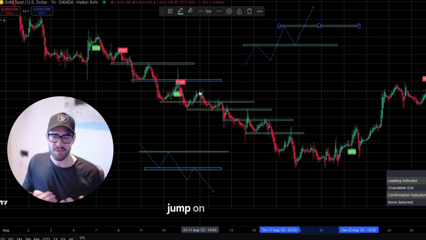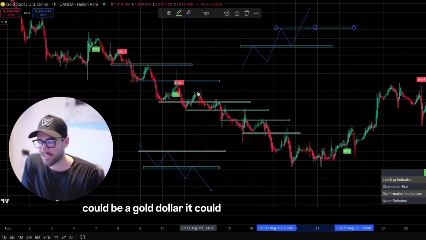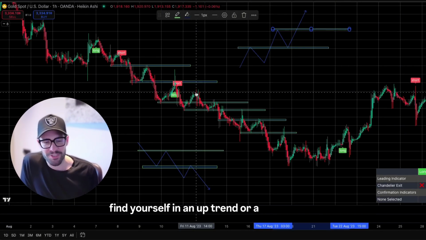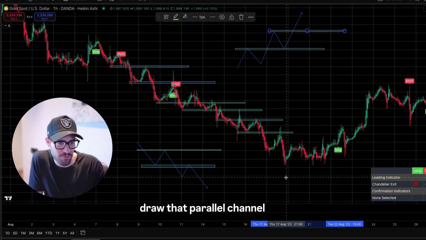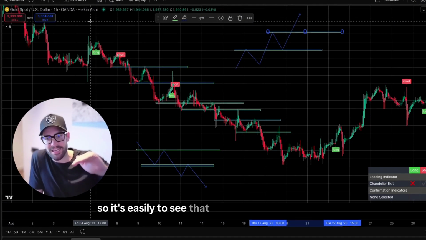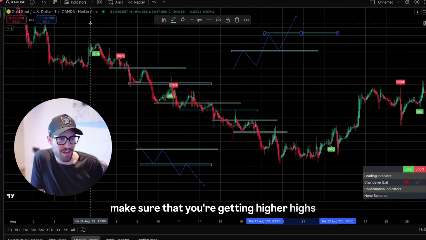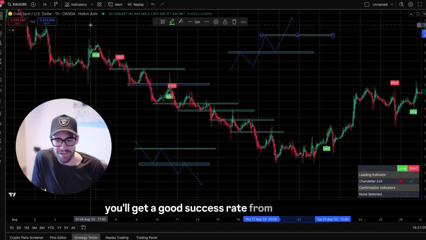So guys, jump on your chart, doesn't matter what currency pairing it is, could be gold dollar, it could be pound yen, whatever, doesn't matter. Find yourself in an uptrend or a downtrend, just try this out. If it helps, like I said before, draw that parallel channel tool so it's easy to see that we're actually in a solid uptrend or a downtrend. Make sure that you're getting higher highs, higher lows, or lower highs and lower lows, and you'll get a good success rate from this alone.